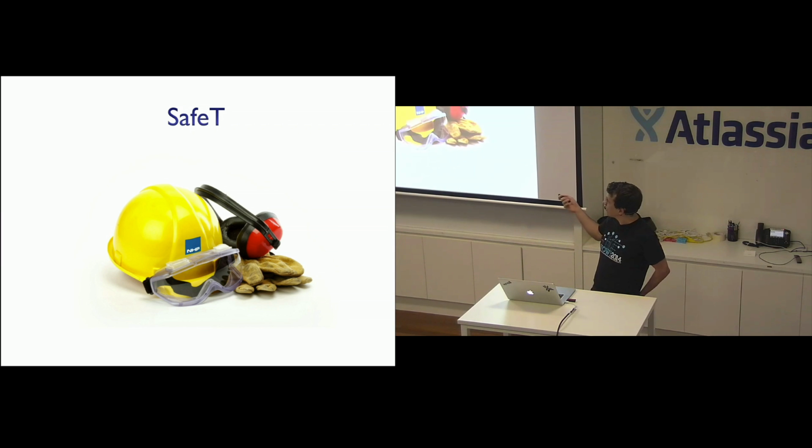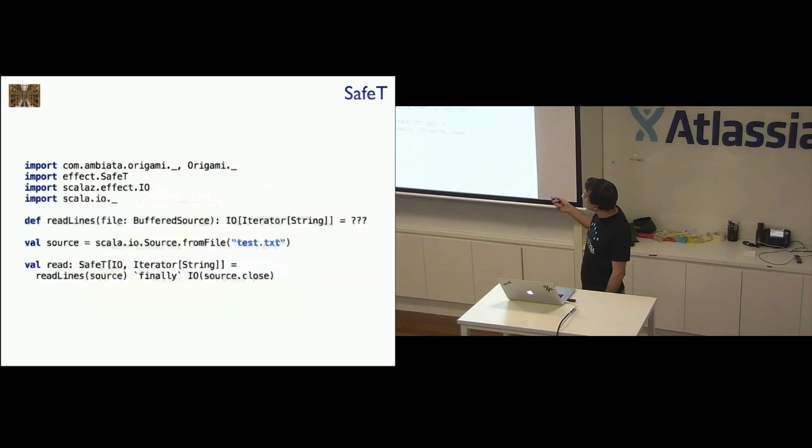The next thing and the last thing we need to cover now is how you can do those things safely and have resources being closed when you need it. So in Origami, there's something called Safety, and Safety is a monad transformer. It takes an existing monad and adds some capabilities into it. And let's have a look what that means.